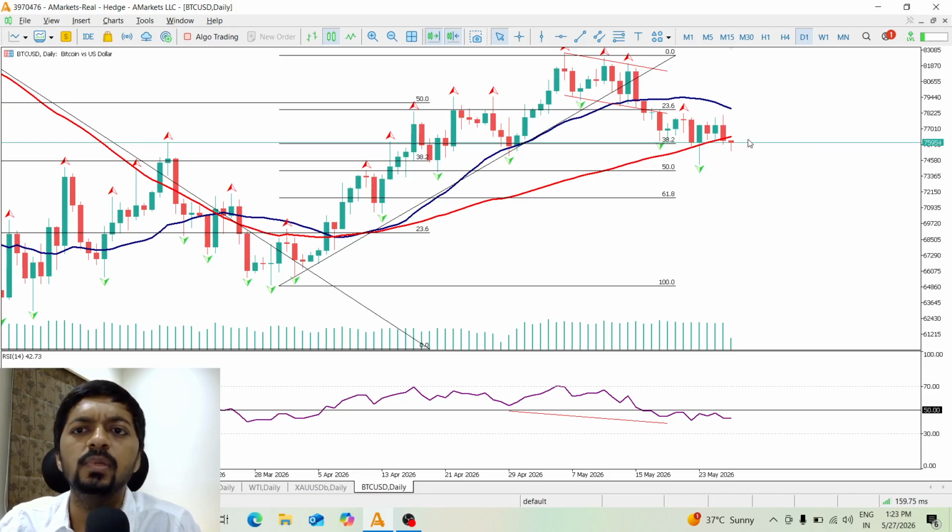But if price sustains below this level and breaks below the 38.2 level, we can expect the 50 and 61.8 levels in the upcoming session. At this point of time, the short to medium term trend is supporting this upward trend, but the long term trend is still sideways to bearish.